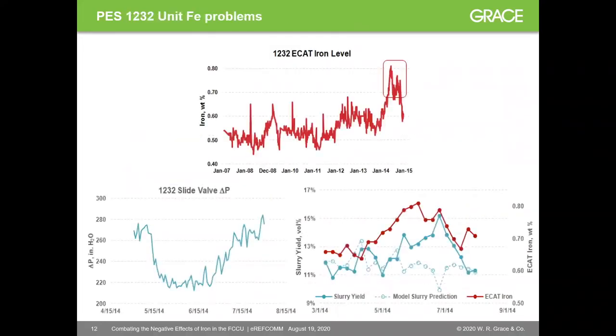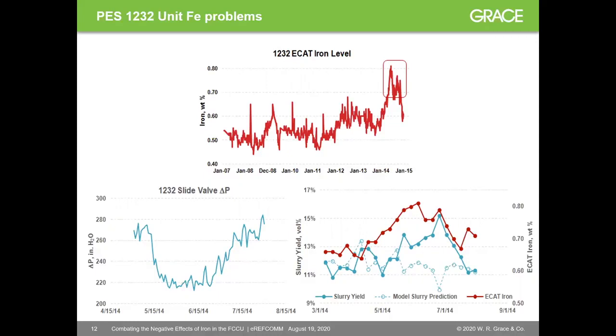For years, Ecat iron did not fluctuate much, and it wasn't consequential. However, a second event occurred in June 2014, this time at the 1232 resid cracker, resulting in increased slurry yields, lower than expected resid processing, and catalyst circulation limits. During the increase in iron on the catalyst, circulation limits were seen in the form of low slide valve differential pressures. The 1232 unit had a large slanted regenerator catalyst standpipe with 10 aeration nozzles. The aeration nozzles were adjusted several times in an attempt to improve circulation, however only with minor benefits.